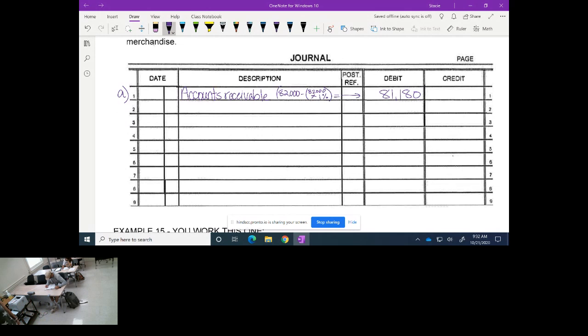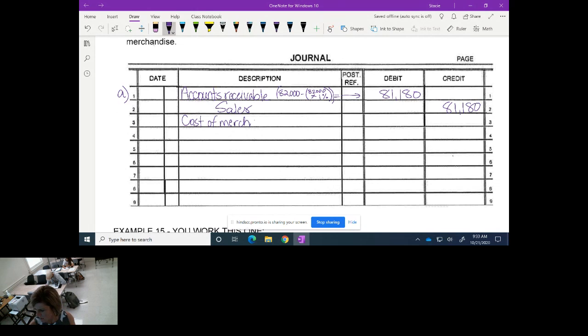That's where the 81,180 came from. All right, and then we'll credit. What account's going to get credited? Sales. Okay, what's the second part of that entry? Cost of merchandise sold.